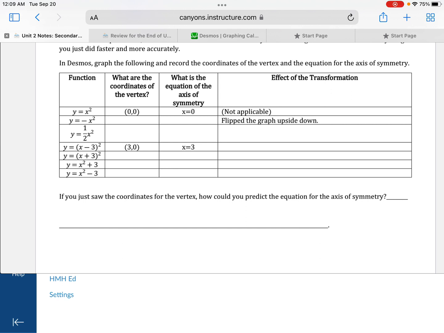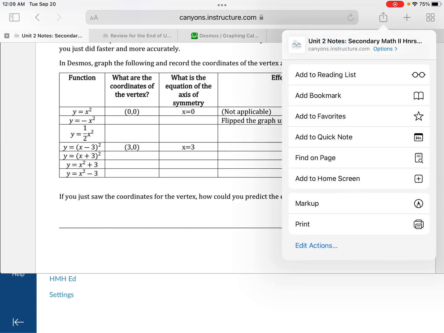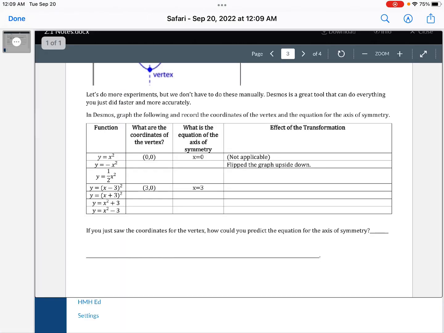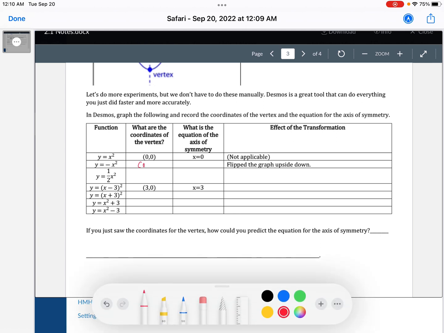Okay, now let's look at our next one here. Our next one is y equals 1/2 x squared. For this one, go ahead and plug that into Desmos. And, oh, hang on, for y equals negative x squared, let's fill in this table. Right here, the vertex is still going to be 0, 0, and the axis of symmetry is still going to be x equals 0. So go ahead and pause the video, guys. Do the same thing for y equals 1/2 x squared.